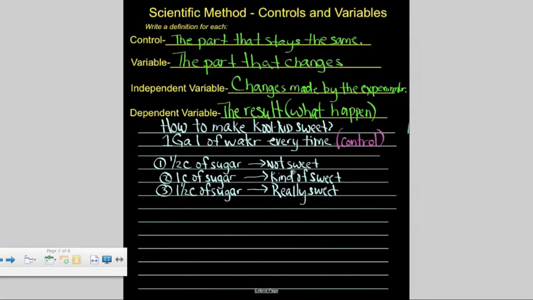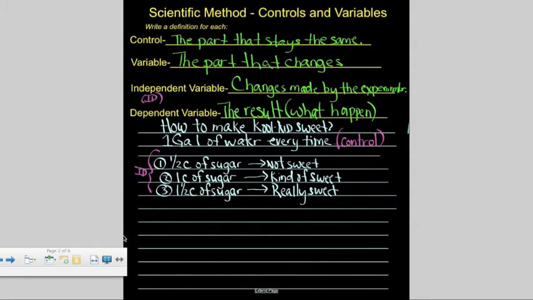Remember, the independent variable is what's changed by the experimenter. What is changed by the experimenter? Now, if you chose the amount of sugar that is used, then that is correct. That's the independent variable. I like to label it as IV, independent variable.